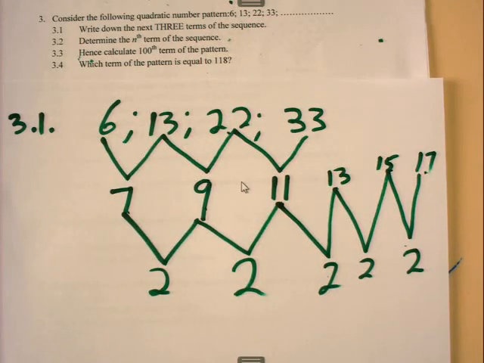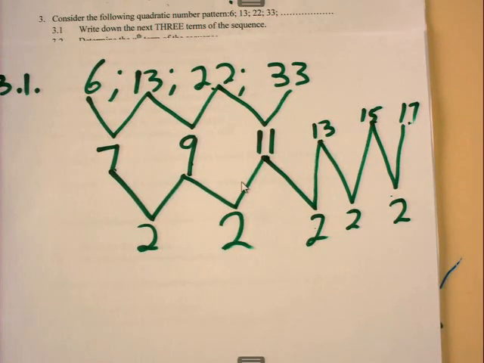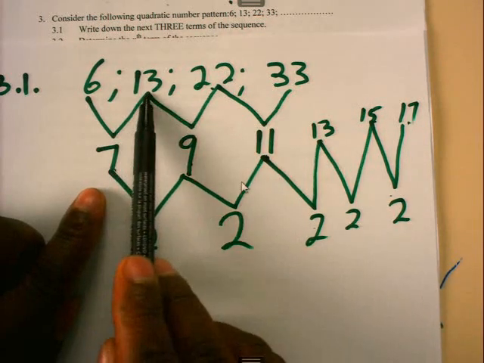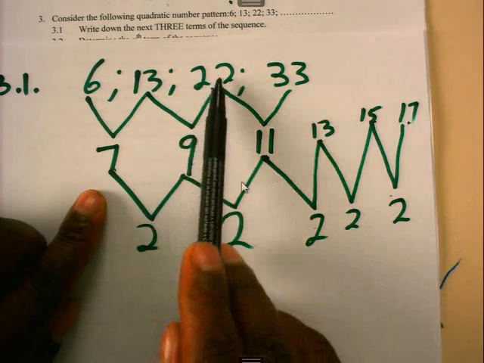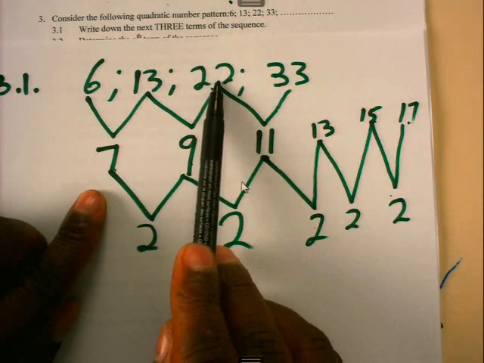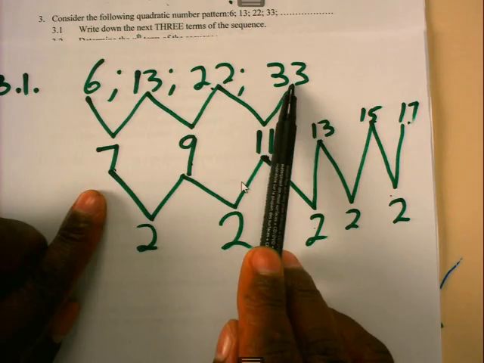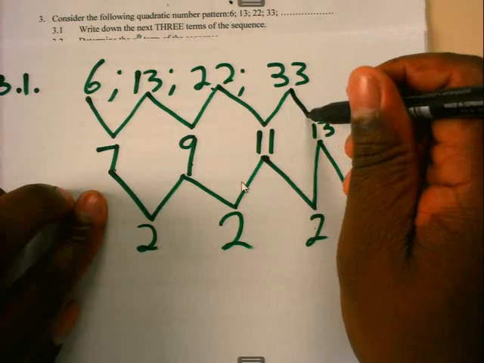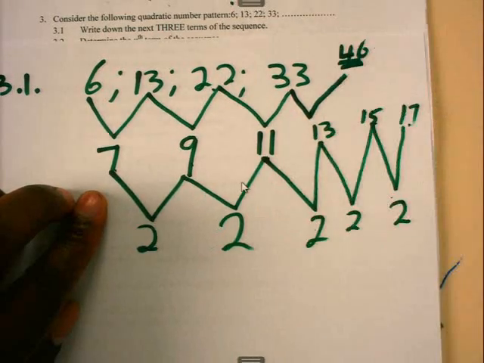Let me show the question clearly. The question states: write down the next 3 terms of the sequence. Check: 6 plus 7 gives us 13. 13 plus 9 gives us 22. 22 plus 11 gives us 33. Now, 33 plus 13 gives us 46. That will be the first new term, 46.